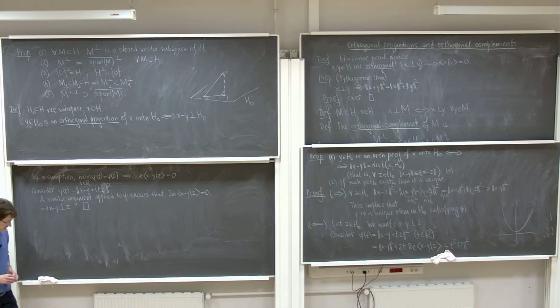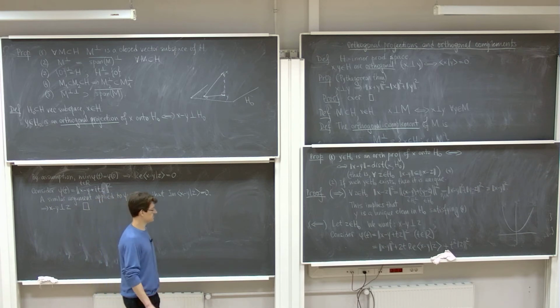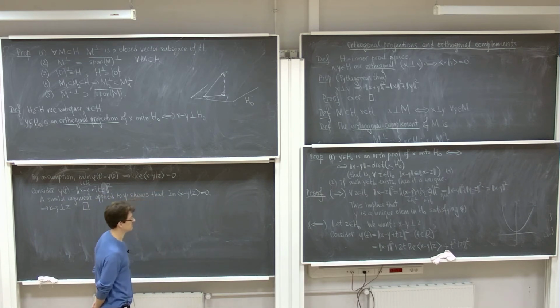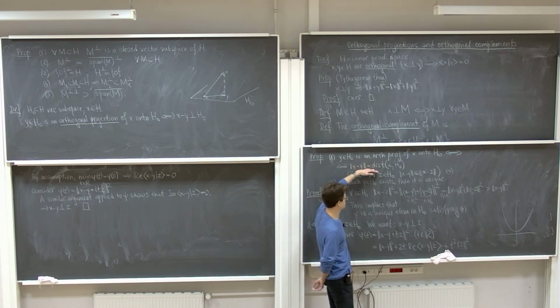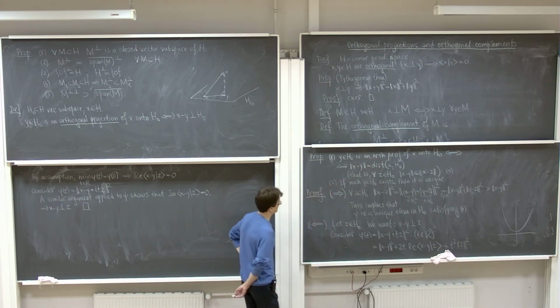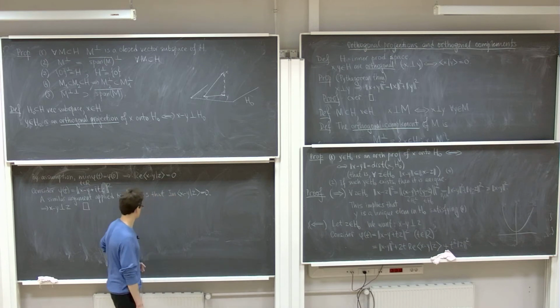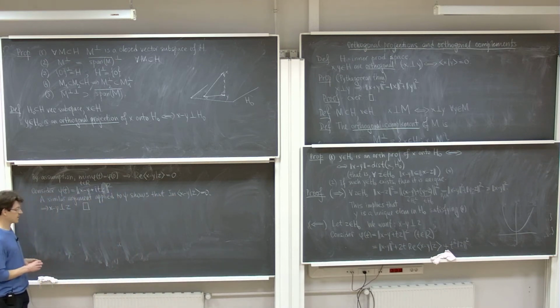Okay, now a natural question is, how about the existence of orthogonal projections? So we know that it is unique. We know that we have two equivalent definitions of the orthogonal projection. Now, how about the existence? Well, as for the existence, first of all we have an obvious necessary condition.